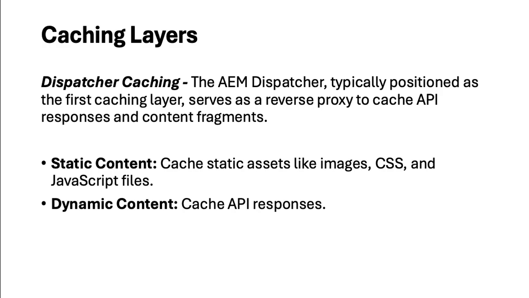As we briefly touched upon earlier, now let's see in detail what the different caching layers are. The first one is dispatcher caching. As you all know, it is the out-of-the-box caching available for AEM, so we must use it as much as we can. With dispatcher caching, you can cache static assets like images, CSS, JavaScript files, and also API responses.